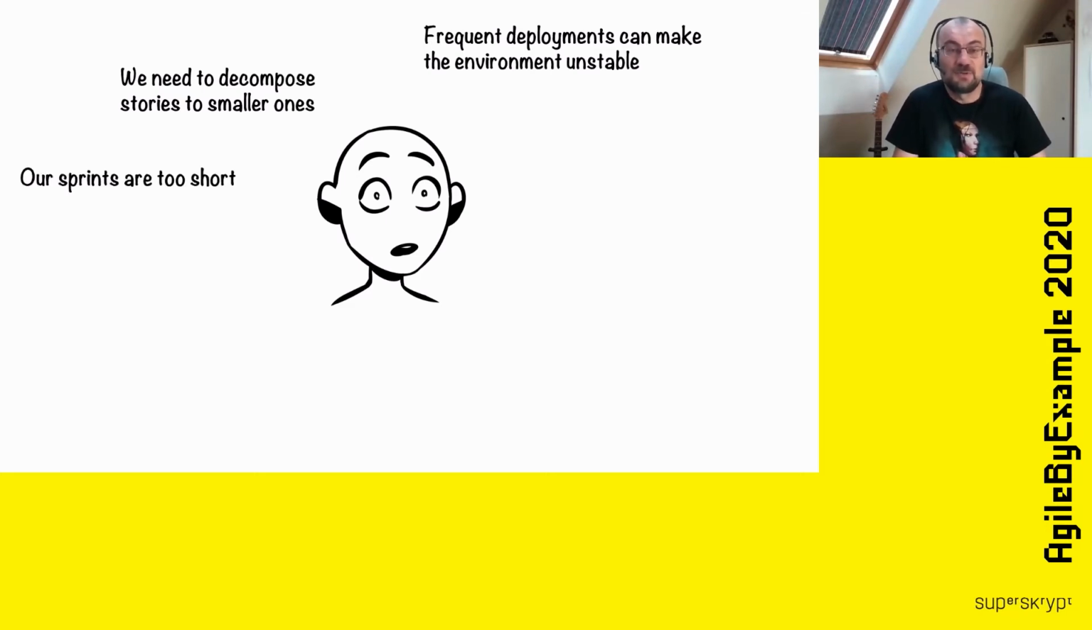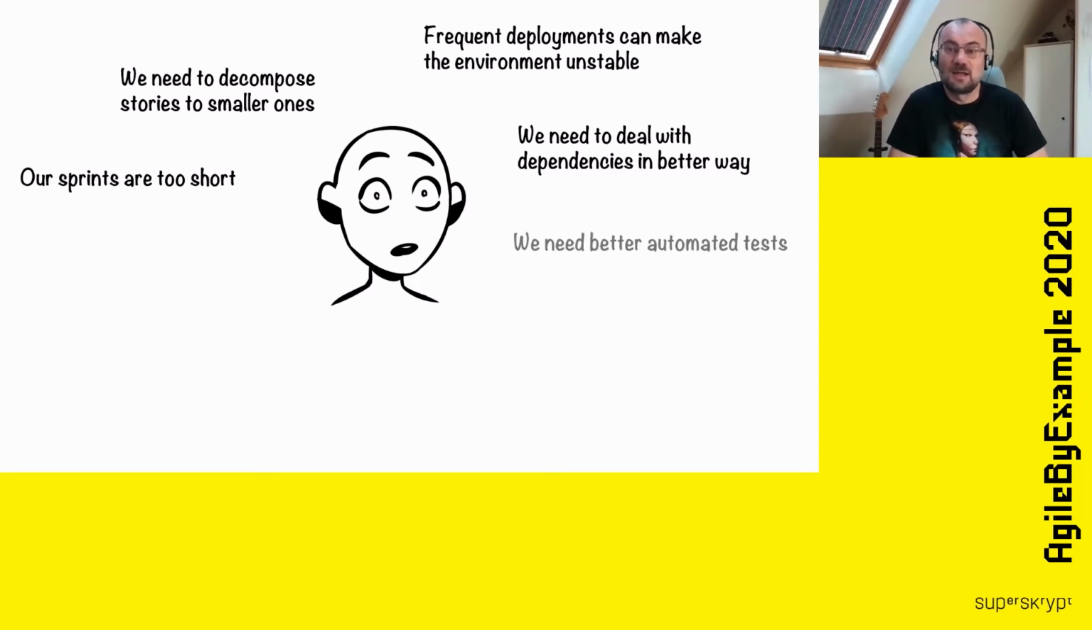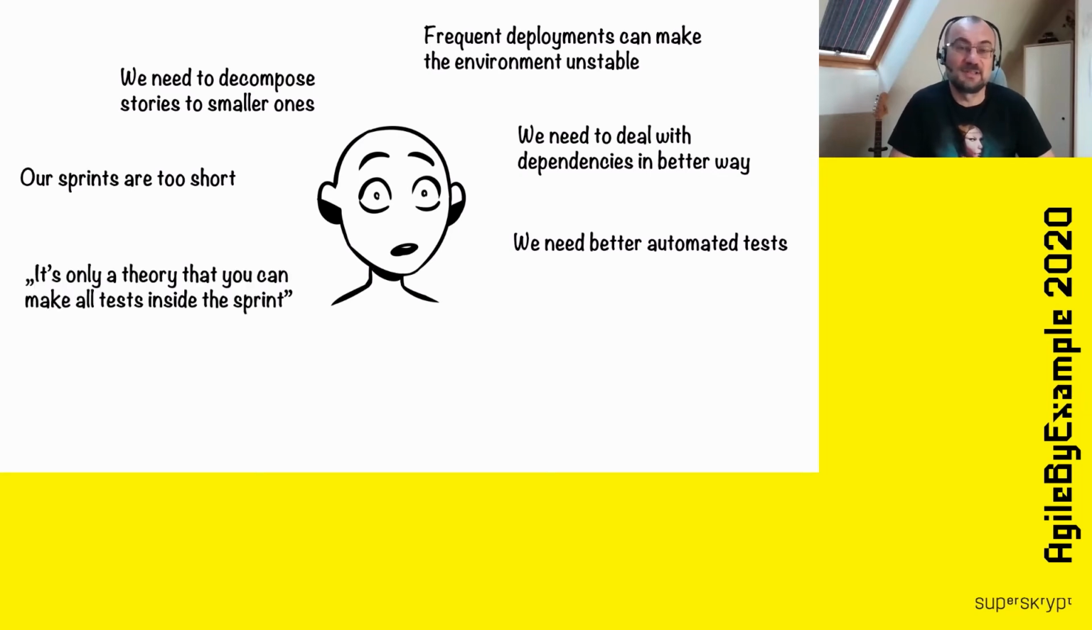There was opinion, maybe our sprints are too short, maybe we should extend this period. For sure, teams realized that they needed to deal with dependencies in a better way, because if sprint should end with something which is really, really releasable, then all dependencies must be resolved. There is no waiting with resolving dependency. For sure, teams realized that they need better automated testing. And my favorite sentence that I heard was this.